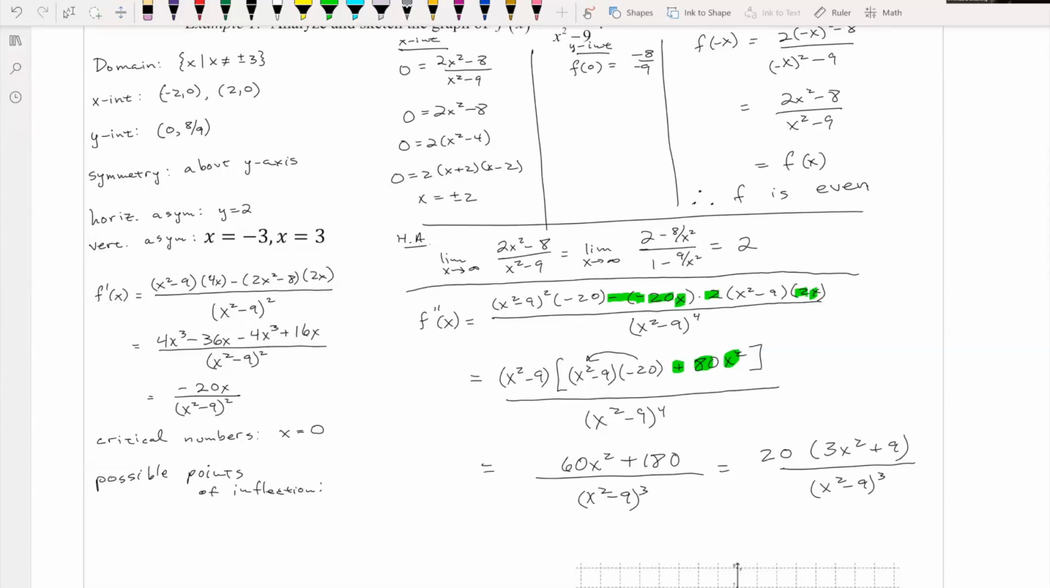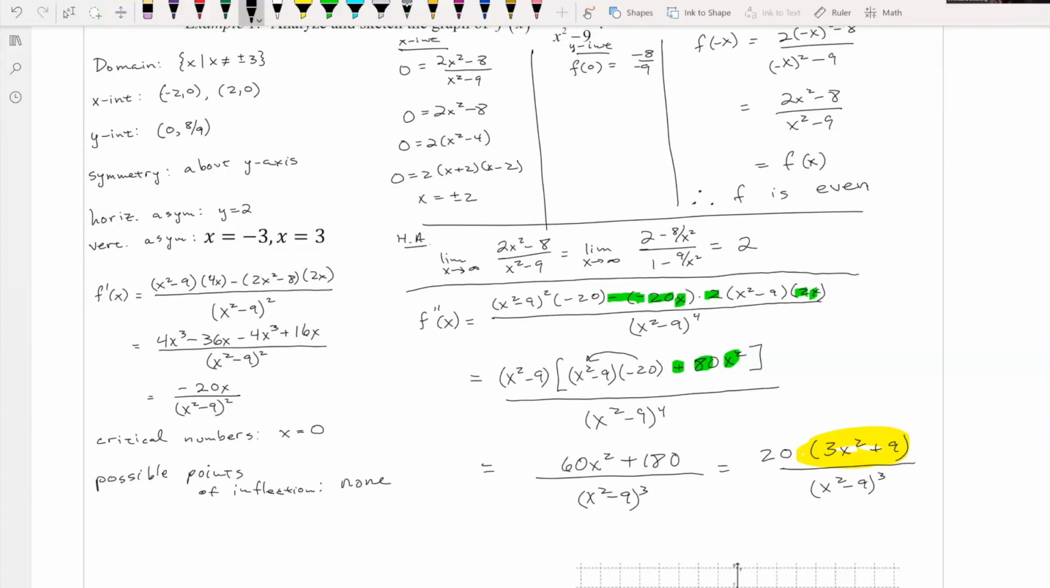Can you ever make the numerator here in yellow 0? Nope. You're taking a number, squaring it and adding to it. It will always be positive, no matter what you plug in, unless you plug in imaginary numbers, but we're not doing that. And positive 3, negative 3 are not in the domain. So guess what? We have none. There are no possible points of inflection.